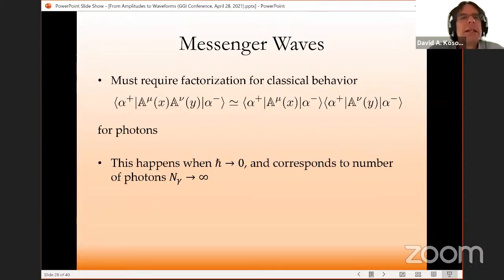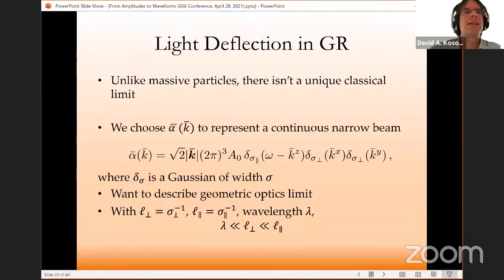So one of the classic things, I should say, rather than classical, is of course the light deflection in general relativity, taking us back over a century. Now, unlike the case for massive particles, where once you've chosen the spin of the massive particle there would be a unique, sensible classical limit, here there are actually many different kinds of waves that you could extract. And for this purpose, we're going to choose alpha bar to represent a continuous and narrow beam, so we're going to be choosing it to be represented by a product of three Gaussians.